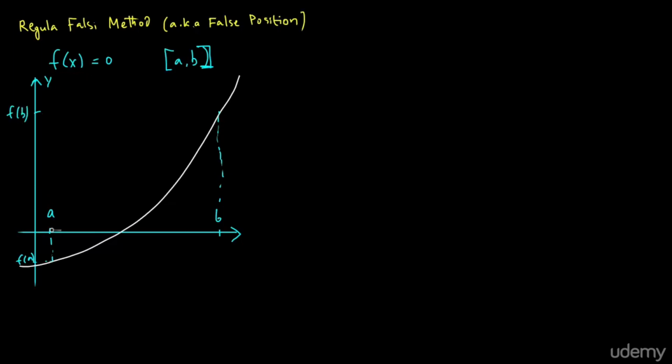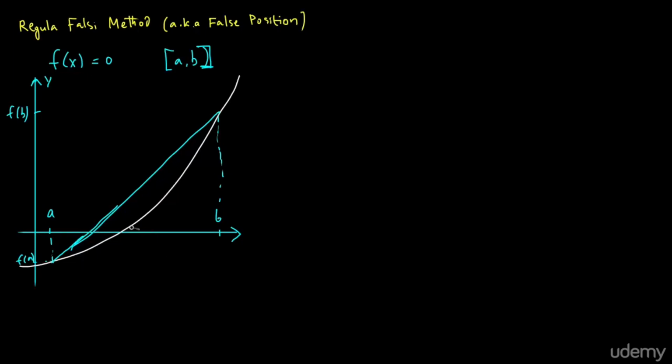In the bisection method, we basically split the distance between a and b halfway, and we went with that. But with the regula falsi method, we're going to do something different. Instead of doing this, we're going to draw a line which connects the point a, f of a and b, f of b. Instead of taking the halfway point between a and b, we look at the intersection of this particular line with the x-axis.